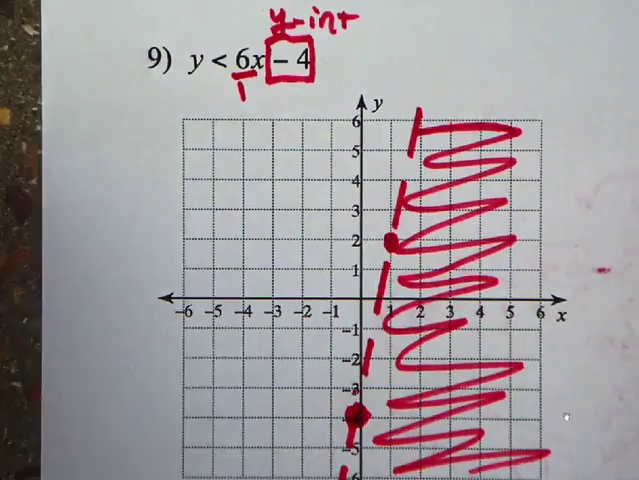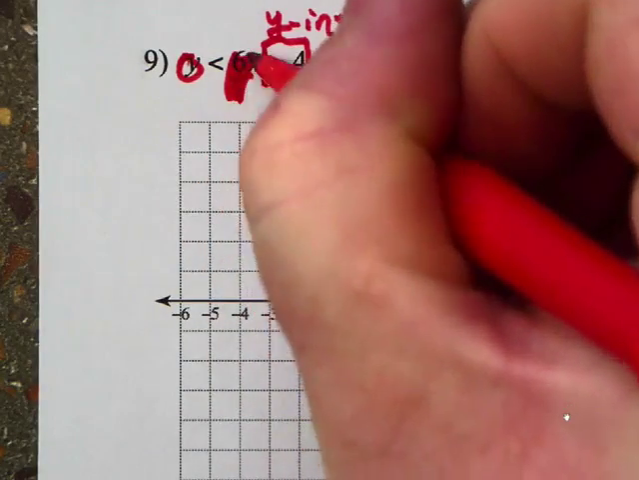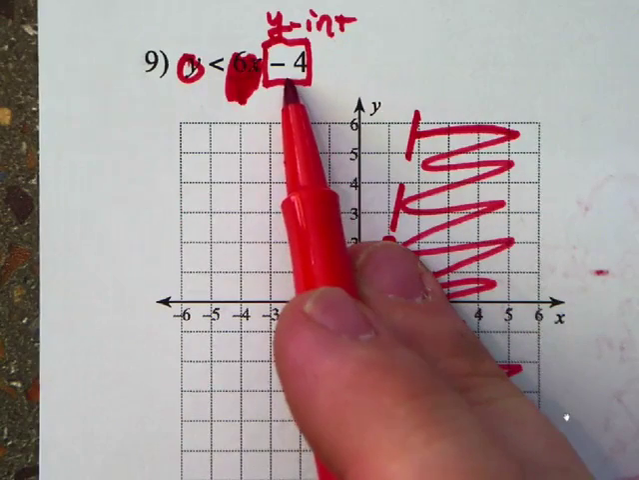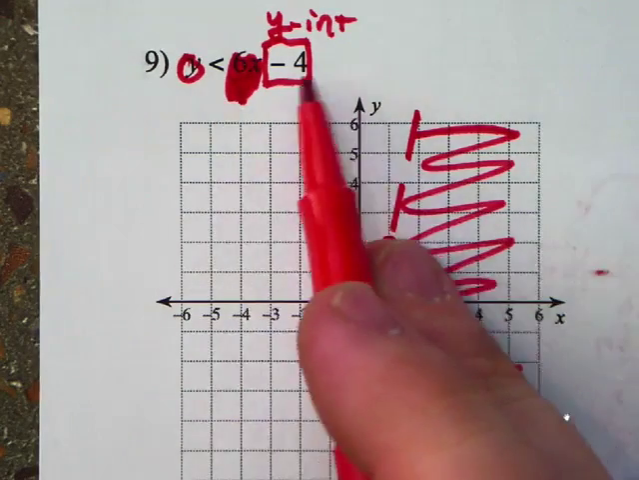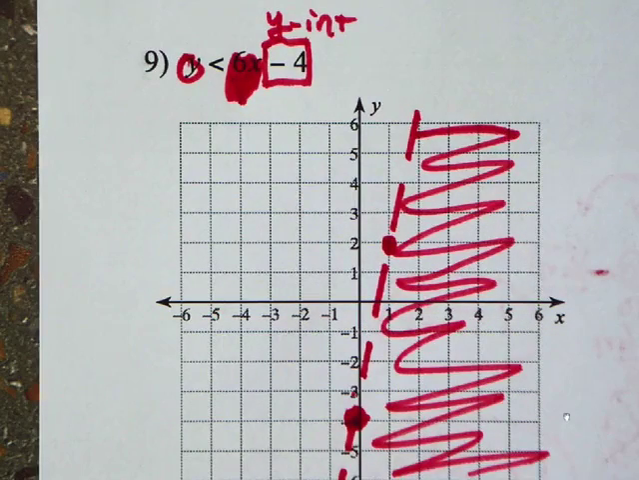Now again, we can look at it and say, all right, we're going to put 0 here and ignore the x. Is 0 less than -4? And the answer is no. 0 is not less than -4, which means 0 cannot be shaded. And notice it is not shaded. Okay.